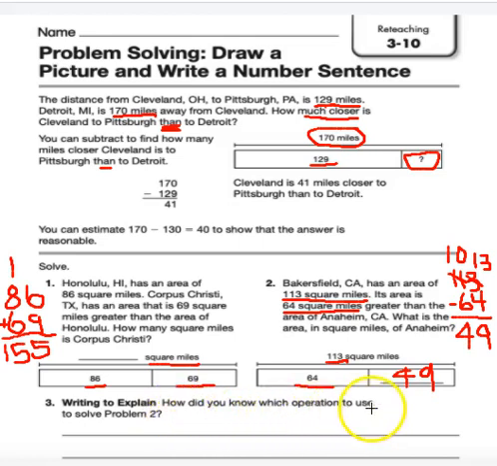How do you know which operation to use to solve problem number 2? How do we know that we're using subtraction and not addition? Well, as I said earlier, if they give you the whole number and they only give you one of the parts, that makes it a subtraction problem. They're not giving you both of the parts, they're giving you that whole number. So, how did you know which operation to use? They gave us the whole number.